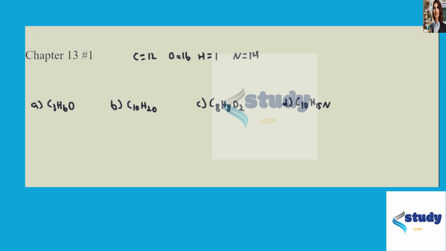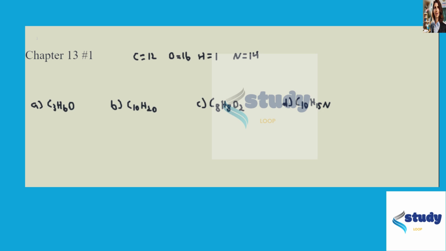This is the answer to Chapter 13, problem number 1 from the Smith Organic Chemistry textbook. In this problem, we're given 4 molecules, and we are asked to determine the mass of the molecular ion formed by the compounds having each molecular formula, and then they give us 4 molecular formulas.